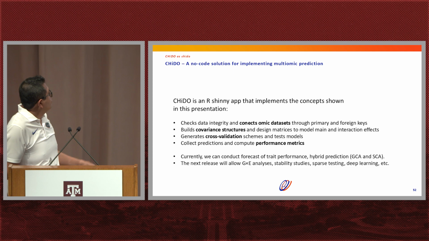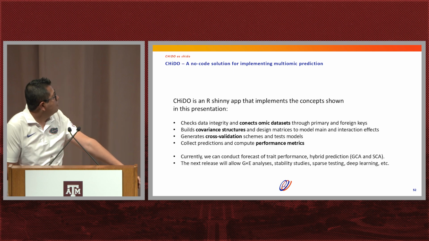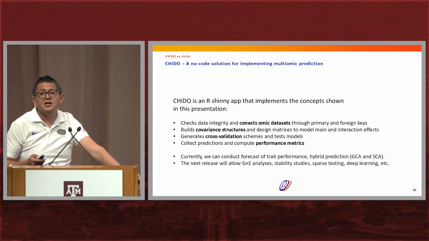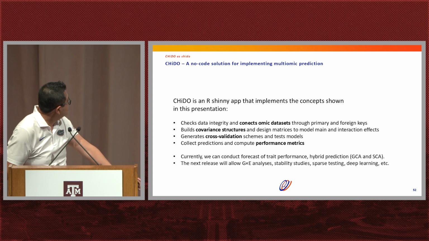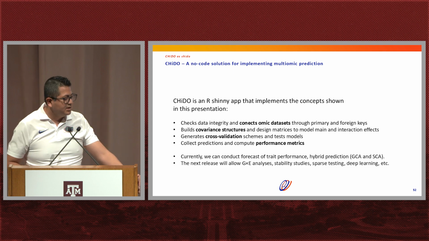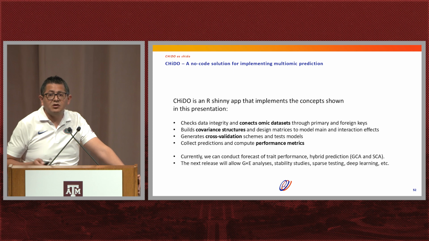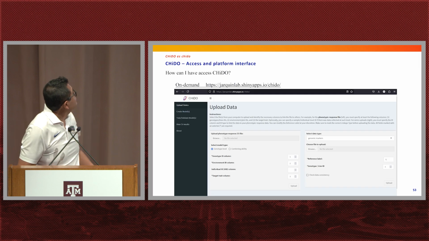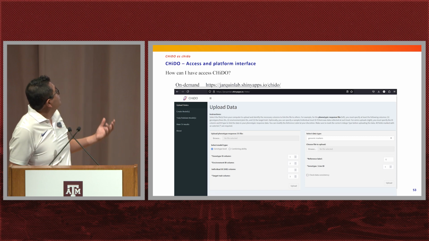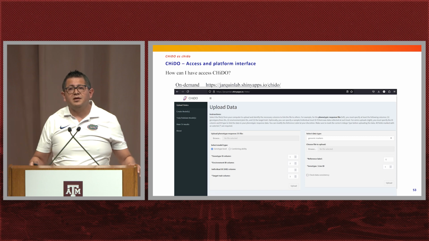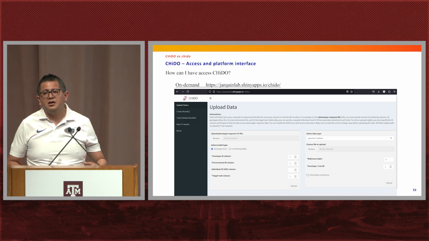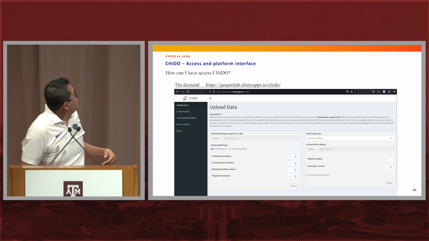So currently, we can conduct forecasts of trait performance, hybrid prediction using general combinability and specific combinability in interaction with environments, so environmental covariates. And the next release will allow GBI analysis for stability studies, sparse testing design, deep learning, et cetera, et cetera. So how can I have CHiDO? So we can use CHiDO on demand, right? We have a website where you can go there, upload your data, and play with the implementation.